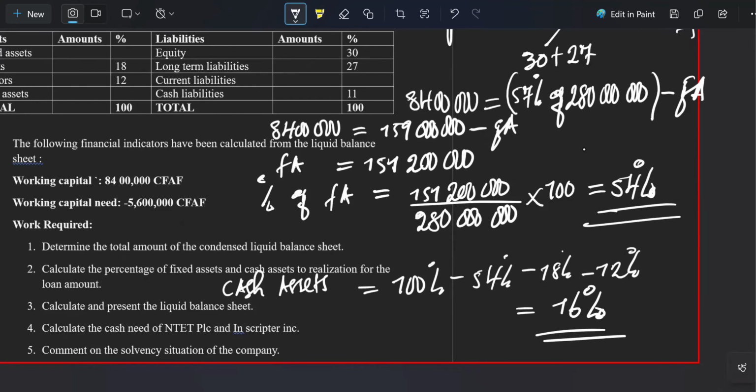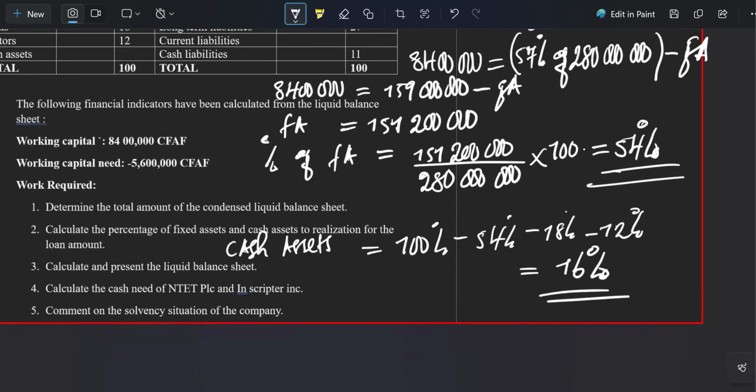Let's go to the next word required, which is to calculate the cash need of this company. Before we come down to it, the main word required number 3 is to calculate and present the liquid balance sheet. So this is where we are.